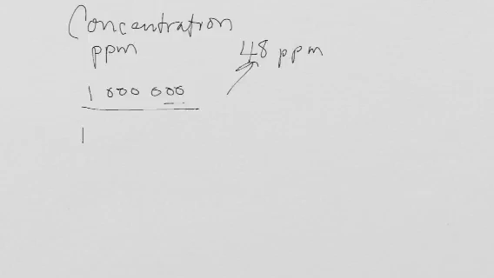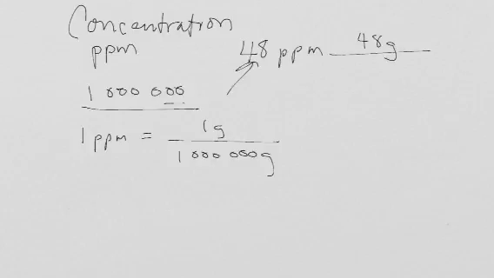Because 1 ppm is the same thing as saying 1 gram out of 1 million grams. So 48 ppm would be 48 grams over 1 million grams. Now, if I see the word gram, what do grams measure? Do they measure solids or liquids? Grams measure solids. Milliliters and liters measure liquids.